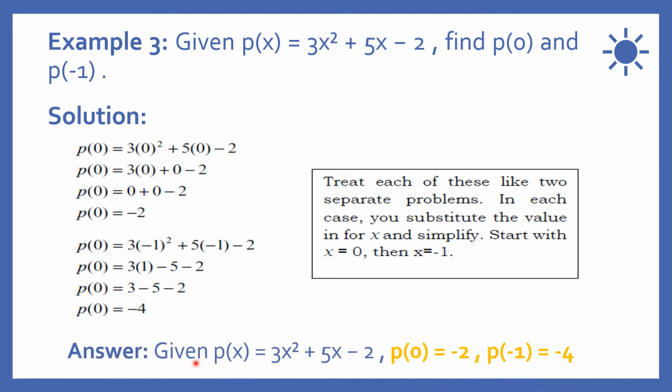So, answer, given p of x equals 3x squared plus 5x minus 2, p of 0 is negative 2. Ito yung nakuha natin. And then, p of negative 1 is negative 4. So, kung dalawa yung value ng x natin, dalawa rin yung makukuha nating value ng y.